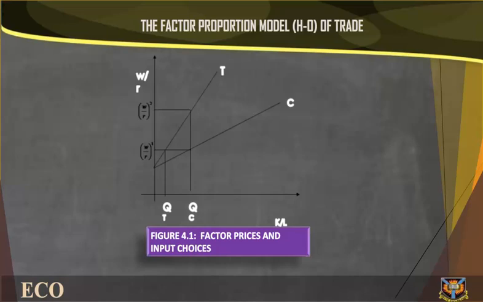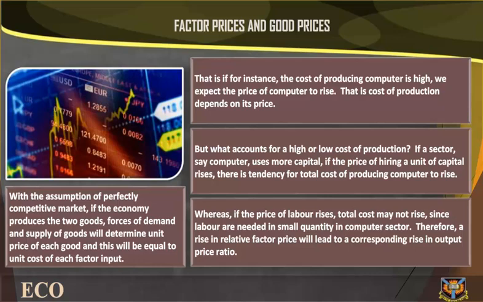Figure 4.1: Factor prices and input choices. Factor prices and good prices. With the assumption of a perfectly competitive market, if the economy produces the two goods, forces of demand and supply of goods will determine a unit price of each good, and this will be equal to the unit cost of each factor input. That is, if for instance the cost of producing computer is high, we expect the price of computer to rise. That is, cost of production depends on its price.